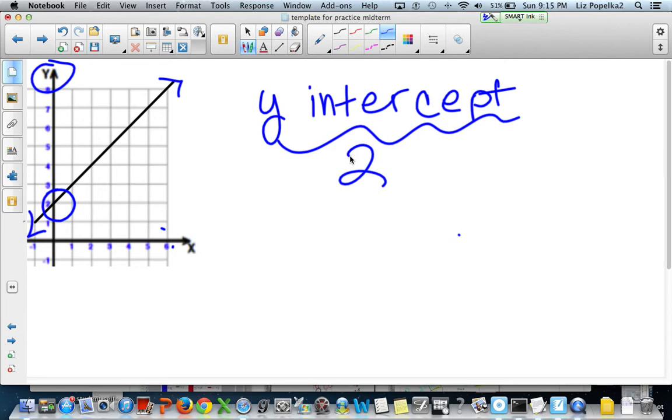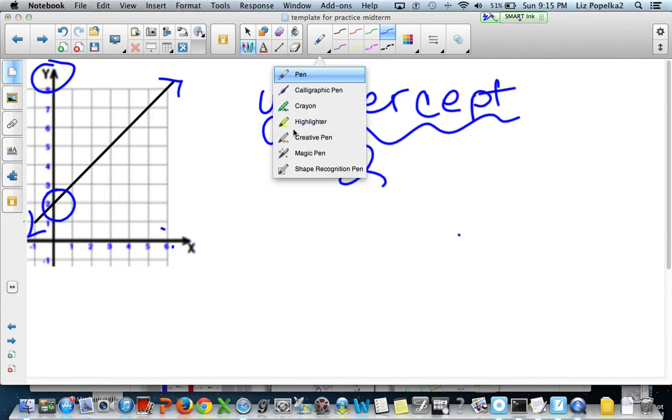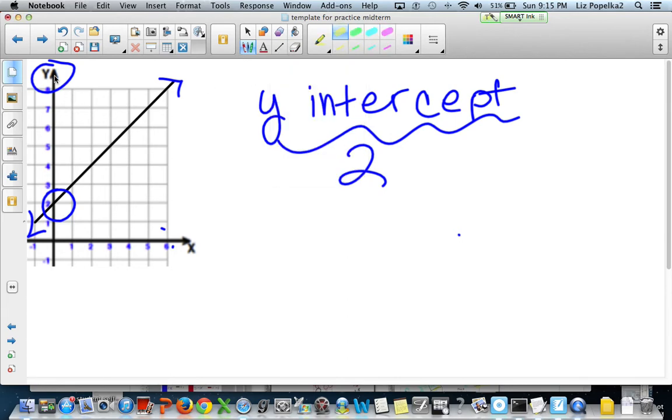Now, in both cases, you'll notice that in order for a graph to actually hit the y-axis, the only way that the graph can hit the y-axis, which is right here in the middle of the x-axis.